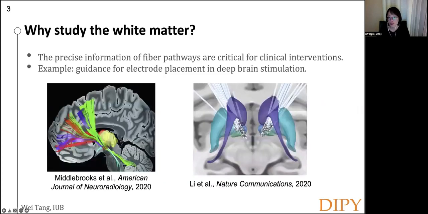Let's follow up on the OCD example and look at a treatment procedure called deep brain stimulation. This procedure uses implanted electrodes to deliver currents in the brain. The sites that are responsive to the stimulation have been found in both gray and white matter. In the right figure, you can see the electrodes targeting the space between the blue and purple structures. This is a white matter region that shows positive effects to stimulation. It is called the anterior limb of the internal capsule.